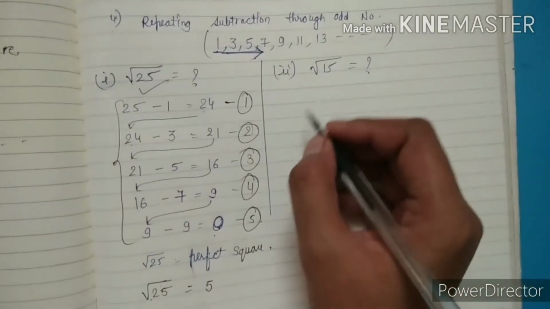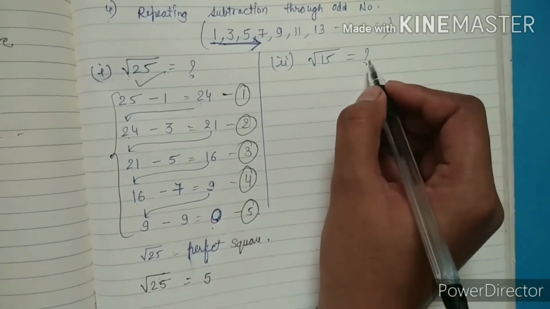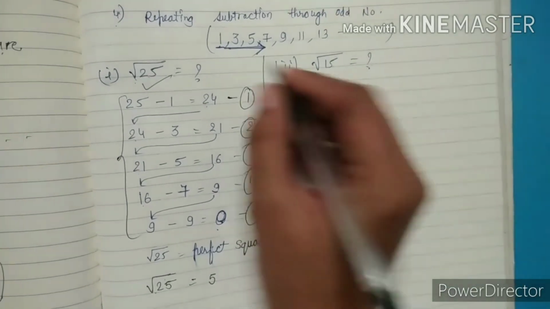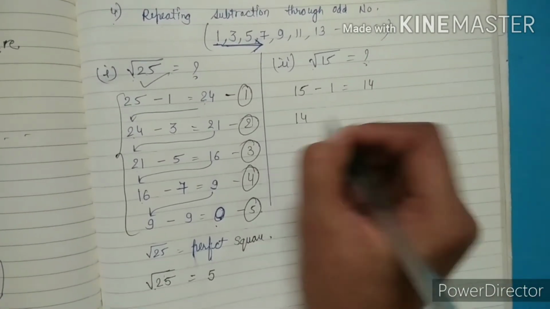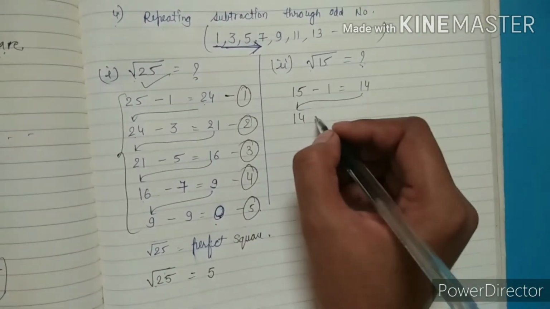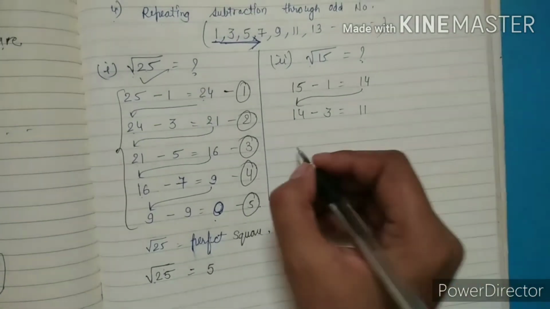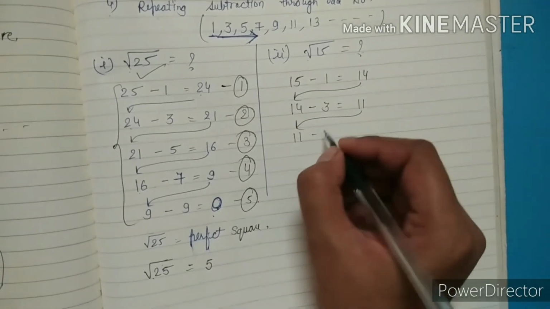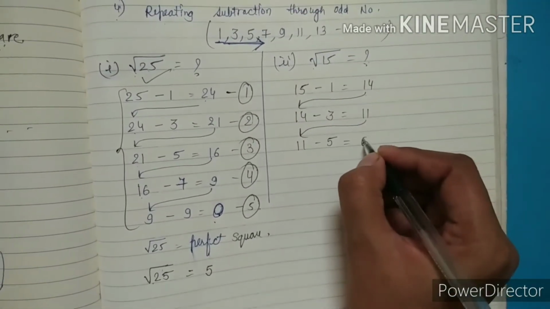Now the next question is to find the value of under root 15. So we have to start from the first odd number. 15 minus 1 is 14. 14 will come here. 14 minus the next odd number, 3, gives us 11. 11 comes here. 11 minus the next odd number, 5, gives us 6.